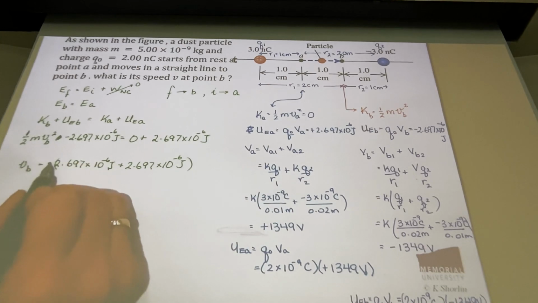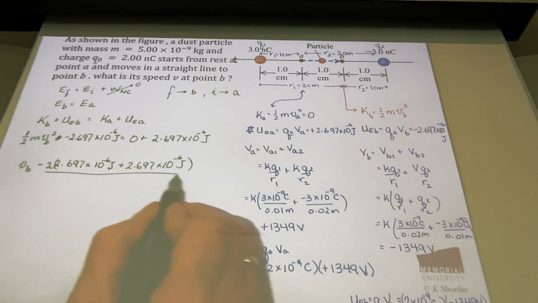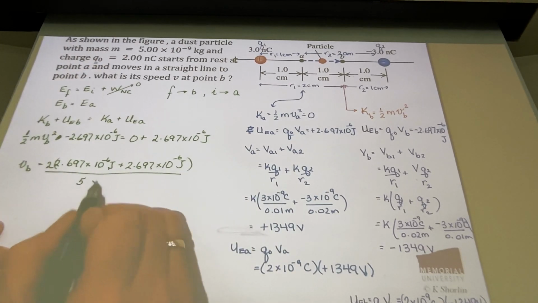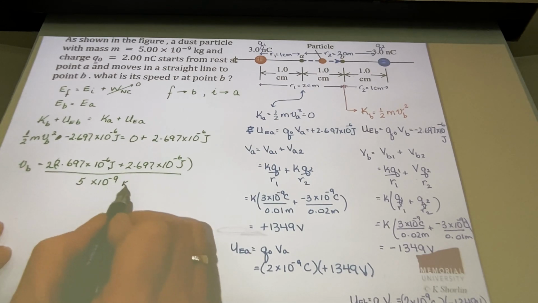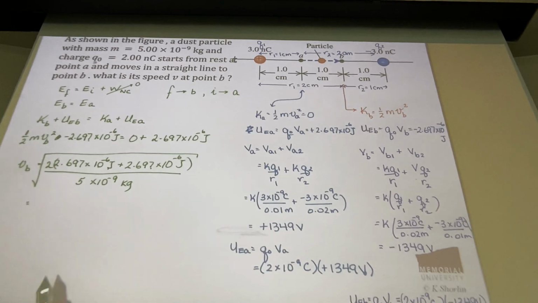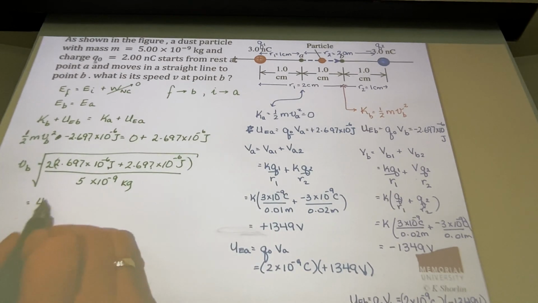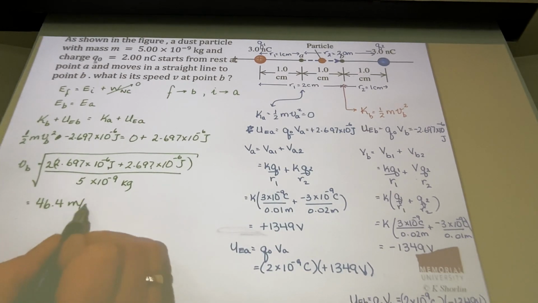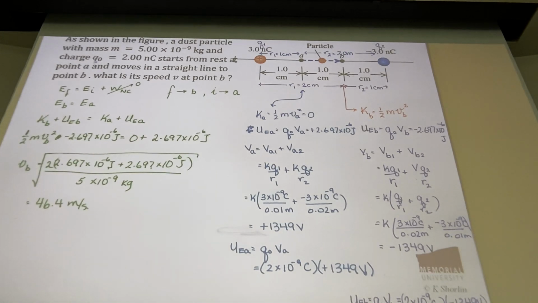I have to multiply that by 2, divide everything by the mass, 5 times 10 to the minus 9 kilograms, and then take the square root to get our V. What we get is 46.4 meters per second. Okay, any questions there? So if you know the potential, then you can figure out how to use your conservation of energy.